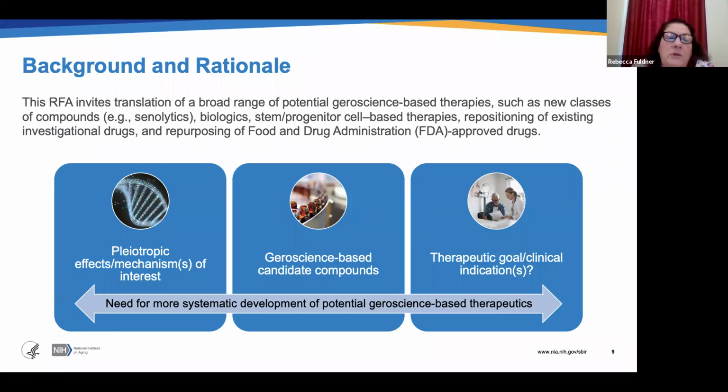So the FDA has recently started to review some of these types of geroscience-based drugs and therapies. For example, most of you are probably familiar with the class of senolytic drugs that have been developed. They can remove senescent cells, which is one of the hallmarks of aging, the increased number of senescent cells. And these are being reviewed in addition to some new biologics or stem cell-based therapies, or even repurposing of previously FDA-approved drugs for other indications.